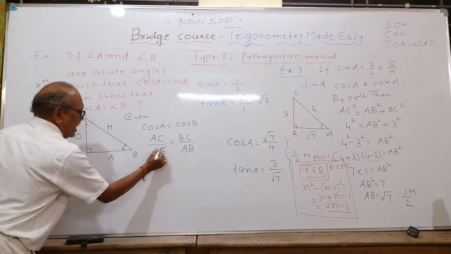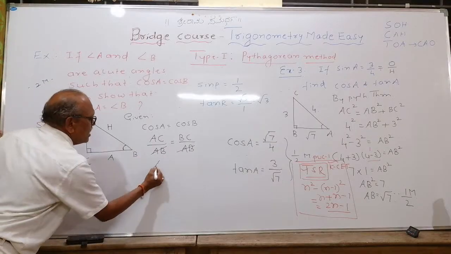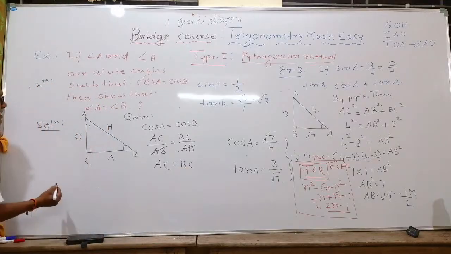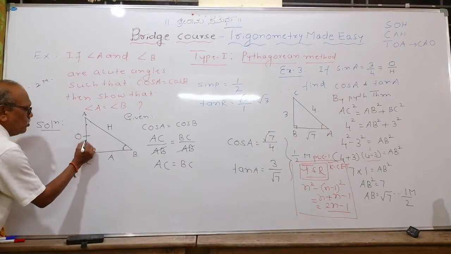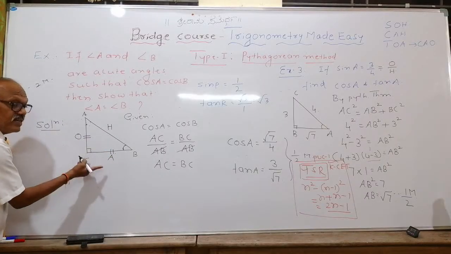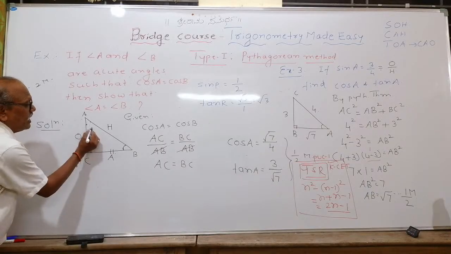Now, you can observe that AB and AB get cancelled. When AB and AB get cancelled, you get AC is equal to BC. Where is AC? AC is equal to BC. What does it mean? This is an isosceles right angle triangle, right? When two sides are equal, their opposite angles will be equal.